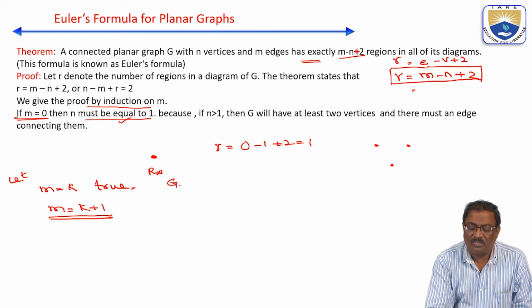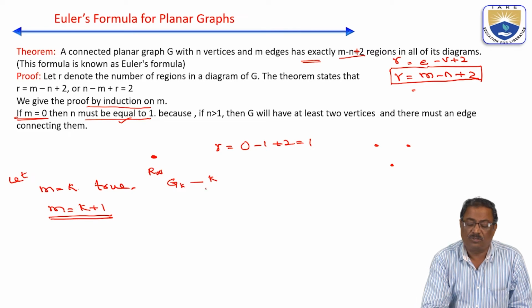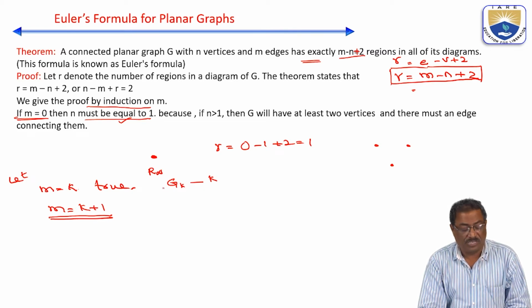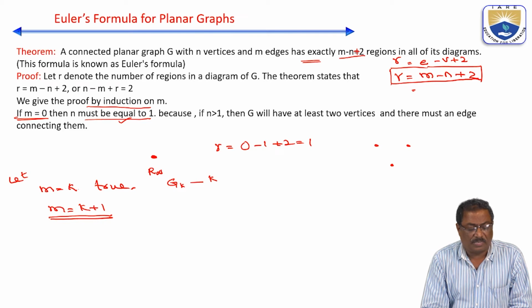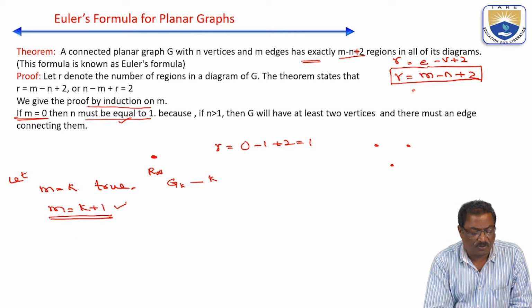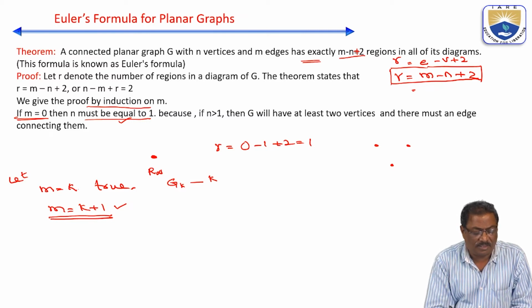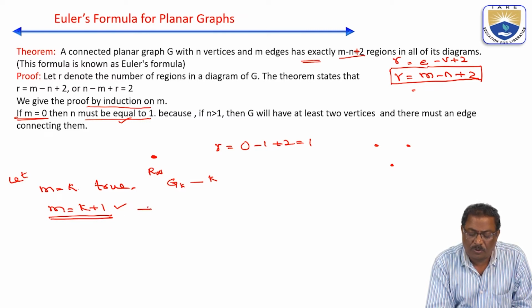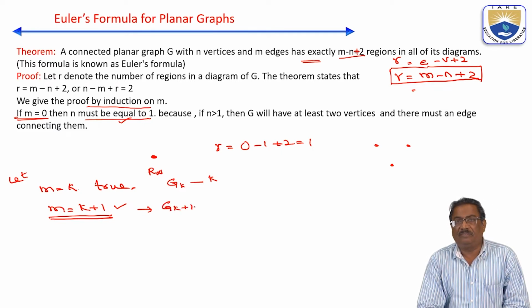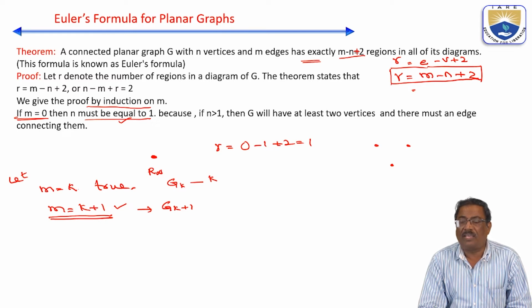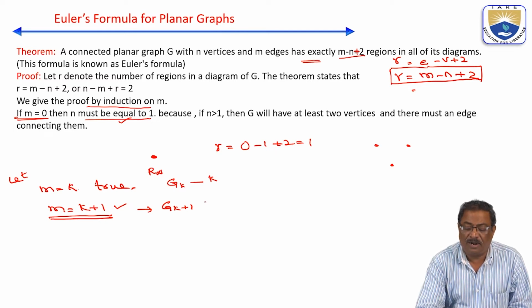So this is the assumption: whenever the graph G_k has k edges, that means m is equal to k edges, the corresponding graph we take as G_k. Now we consider the number of edges as k plus 1. Let us take the corresponding graph as G_(k+1), which has k plus 1 edges. Then automatically it has two different cases.